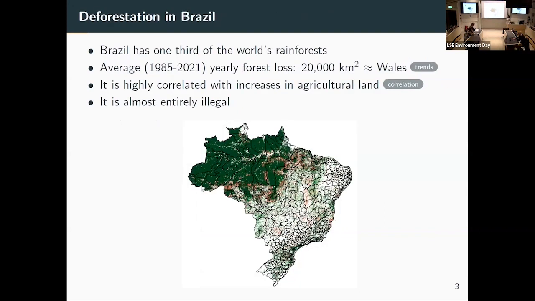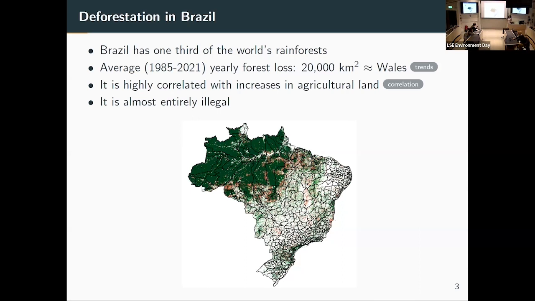So a little bit about the context. This is the broader image, and you can see here, there's that area. You can really see the borders. Brazil has a third of the world's rainforest, so it's a very important context to look at. And it has very high rates of forest loss. The average yearly forest loss between 1985 and 2021 has been roughly the area of Wales. And it is almost perfectly correlated with the expansion of agricultural land.